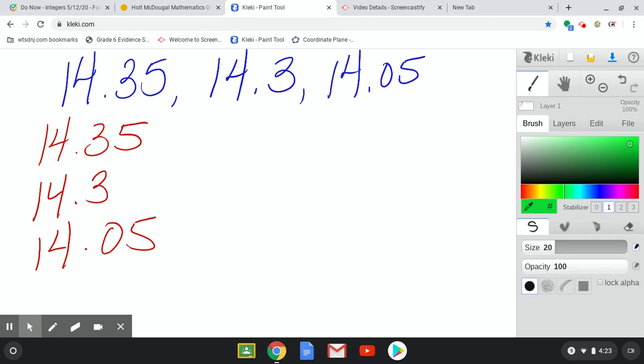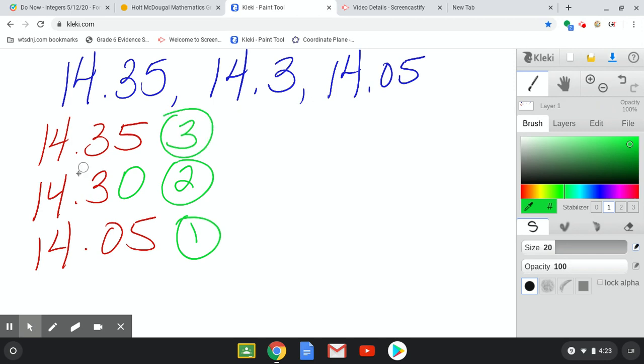I want to put these in order from least to greatest, so smallest to greatest. Again, I'm going to compare starting all the way to the left. I have 1 ten, 1 ten, 1 ten. Can't tell which is the smallest. 4 ones, and 4 ones, still can't tell. 3 tenths, 3 tenths, 0 tenths. Well, 0 is smaller, so that's going to be my smallest number. Now I have to move over to the next place value. 5 hundredths, and I don't have anything here, so technically that would be a 0. So 0 is smaller than 5, so this is going to be my second number, and then this is my largest number.